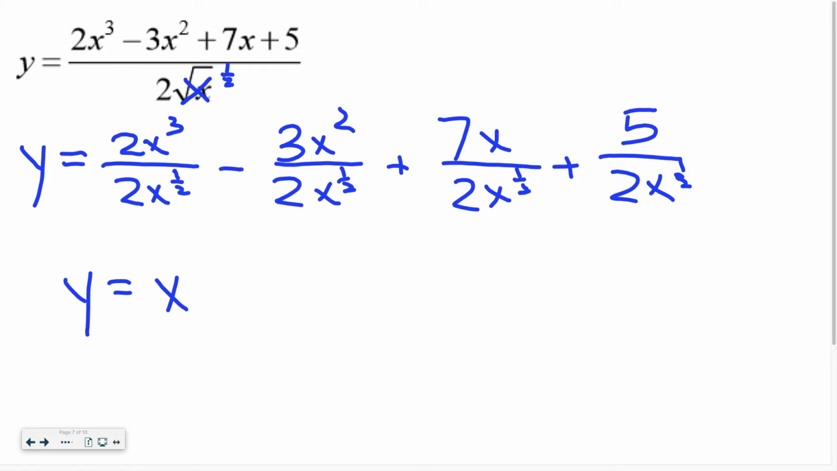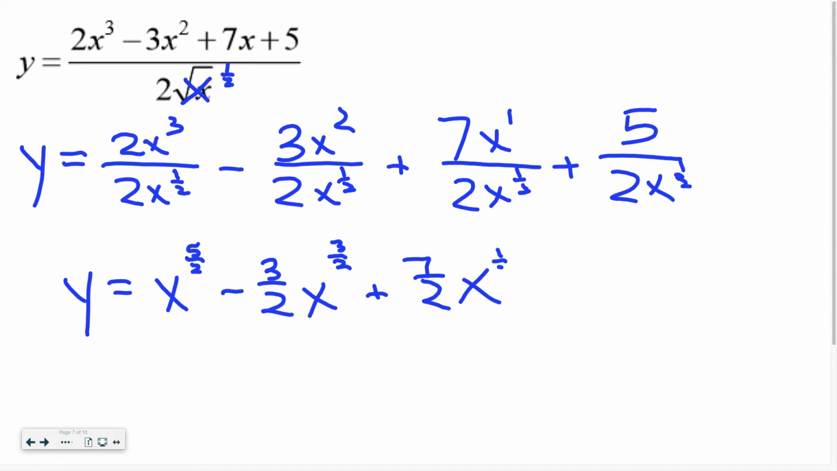Okay, so we have x to the 5/2 minus 3/2 x to the 3/2, plus 7/2 x to the 1/2. This is 1. This is 1/2. So we're still at positive 1/2. But over here, we would have 5/2 x to the negative 1/2. Looks terrible.